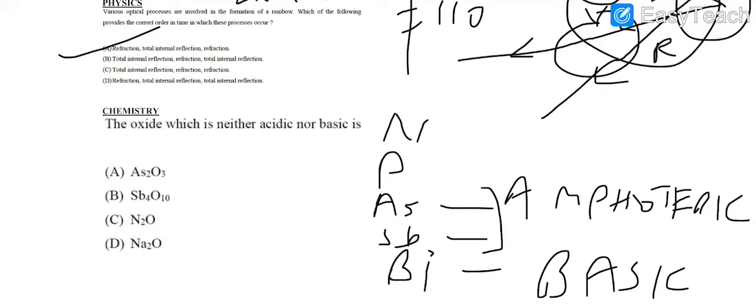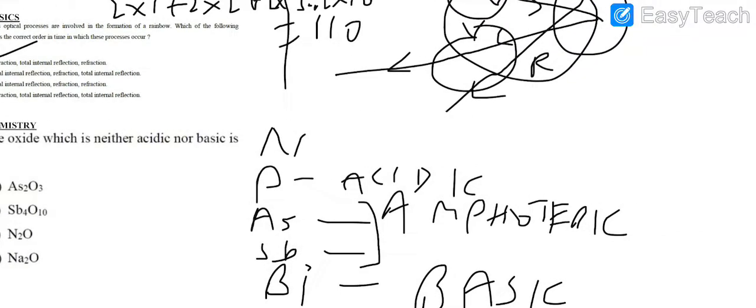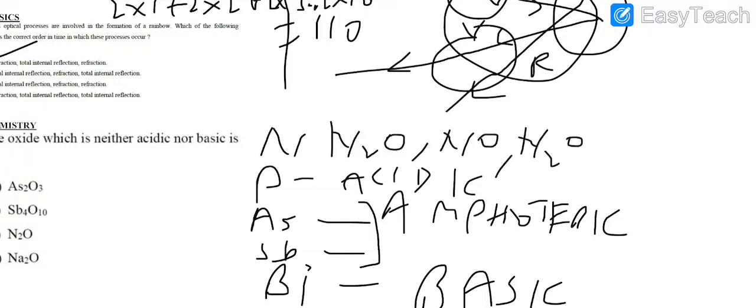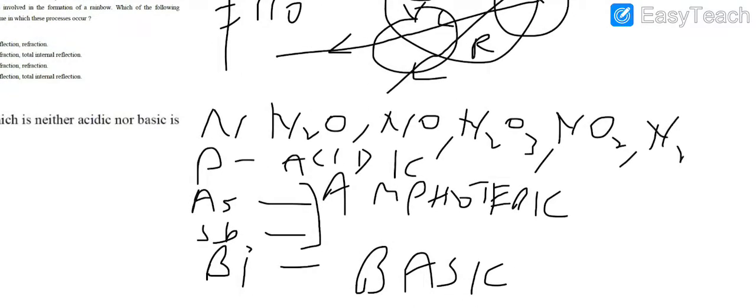Phosphorus oxide is acidic. Now regarding nitrogen oxide, there is a very interesting thing. Actually nitrogen has many oxides. So these are the oxides of nitrogen: N2O, NO, N2O3, NO2 and N2O5.